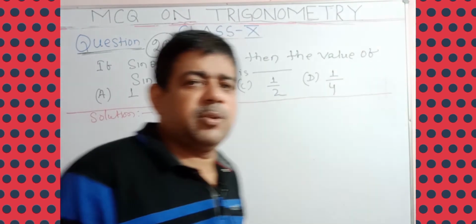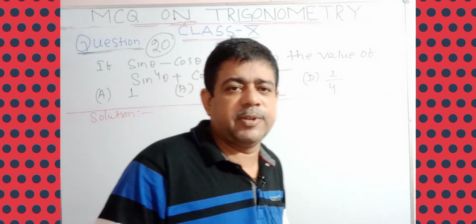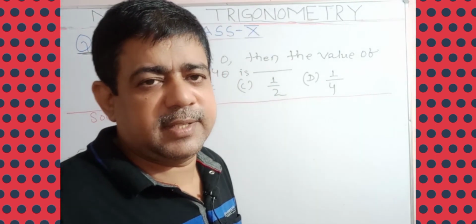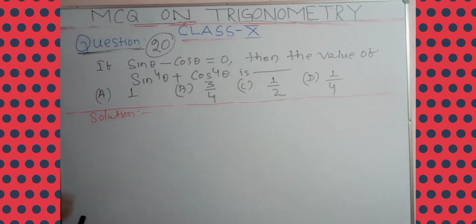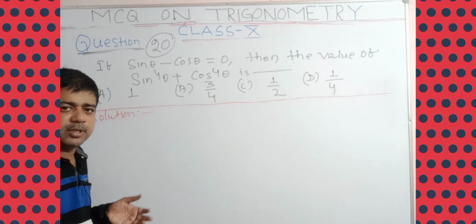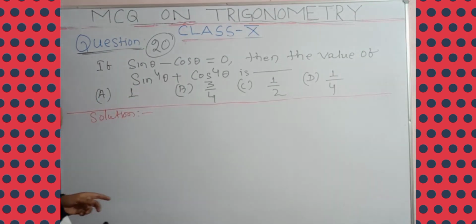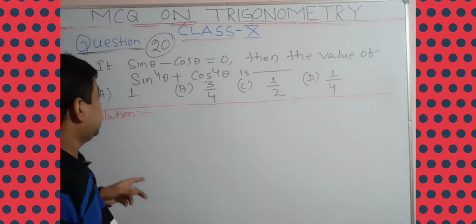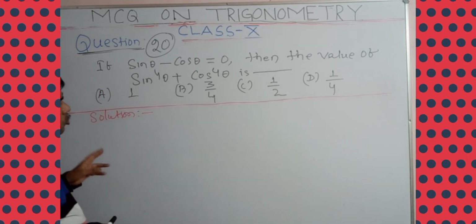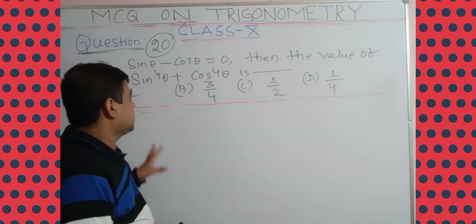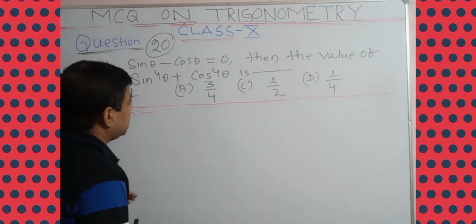Okay, question number 20. I must be thankful to you, dear students, for your patience towards the class. So let's see question number 20, and after that we shall complete this class. Here the question is given: if sin theta minus cos theta is equal to 0, then the value of sin to the power 4 theta plus cos to the power 4 theta is? Option A is 1 and option B is 3 upon 4. Option C is 1 by 2 and option D is 1 upon 4.